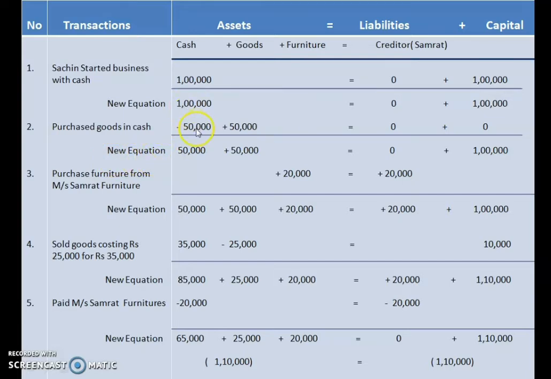Now make a total of the first equation, new equation, and the recently done case, that is minus 50,000. So from 1 lakh, if you are subtracting 50,000, what is your answer? 50,000. What is the value of goods? 50,000. You write it down as it is. In creditors, it's still 0 balance. Plus capital, you have in the new equation the last amount, that you have to write as it is. Okay. Now case 3. What is case 3?